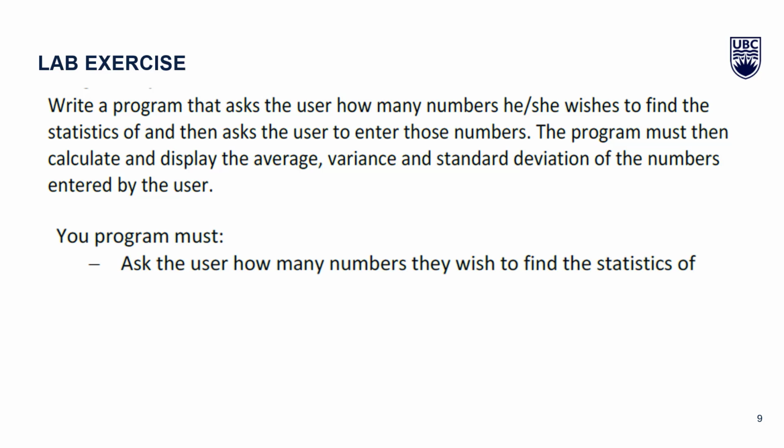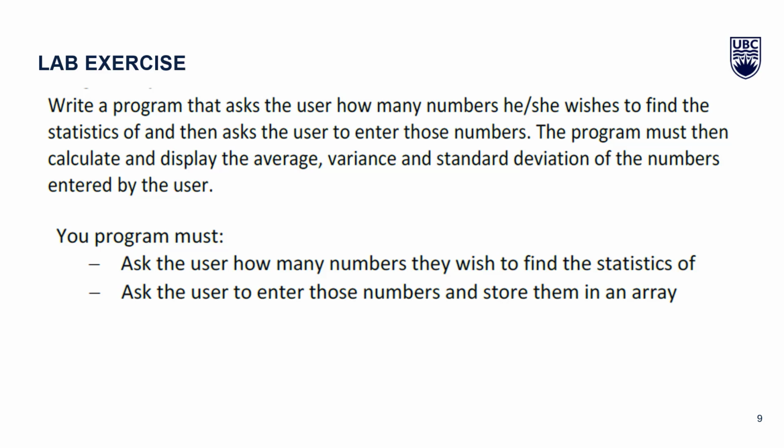So your program must ask the user how many numbers they wish to find the statistics of. At first, you will use the cout object to ask the user about how many numbers they wish to find the statistics of, and then you will use the cin object to read this value. After that, you will ask the user to enter those numbers and store them in an array. So you are required to declare an array, and after that you are required to enter the values of the elements of this array. I think you can follow the same way as we did in our previous example.